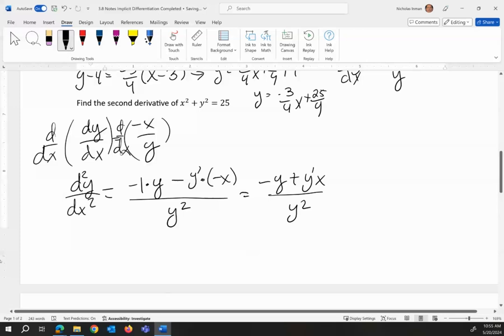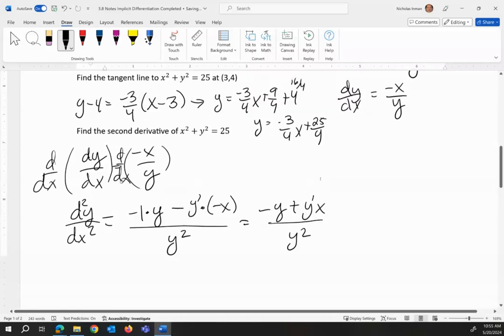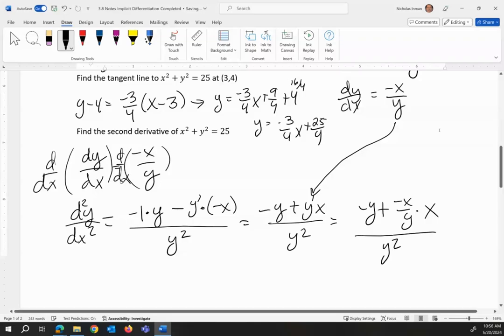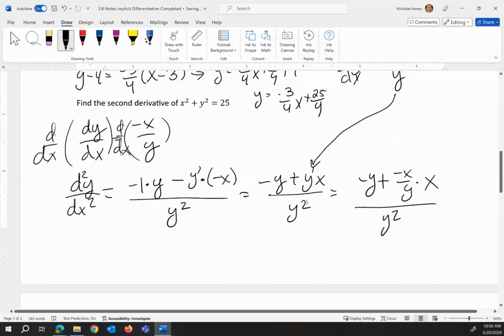All right, so what's weird about this is that in our second derivative, I have y's, that's fine, in this idea of implicit differentiation, but I also have a y prime. Now, what we can eventually do is say, hey, remember that y prime? It was equal to something. So we can take this value of y prime and put it in there: negative x over y times x over y squared. We can take what we know for our first derivative and put it into our second derivative where it was.